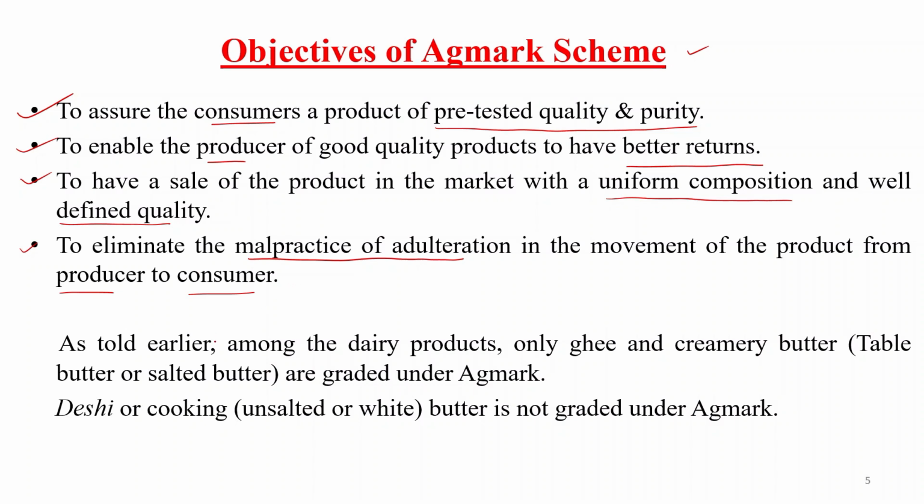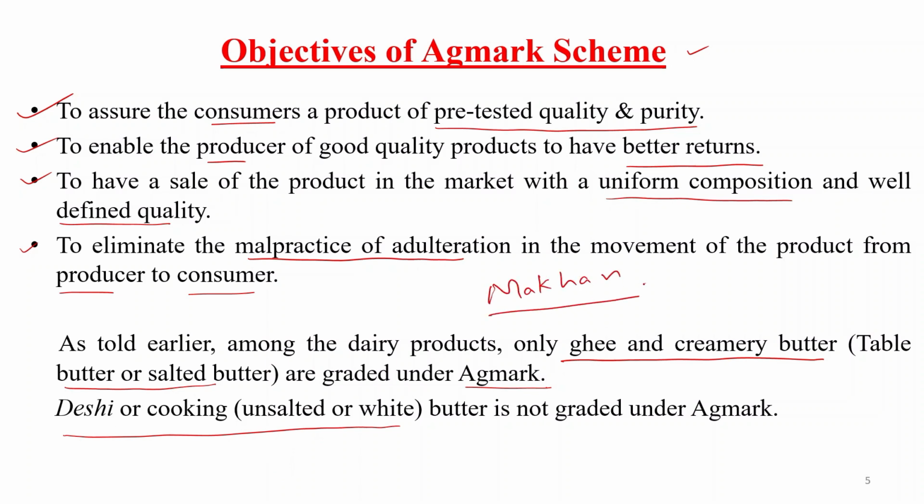So as told earlier, among dairy products only ghee and creamery butter, that is table butter or salted butter, are graded under AGMARK. Desi or cooking butter is not graded. So makhan is not graded by AGMARK. It is only ghee and creamery butter among dairy products that are graded by AGMARK. Now first we will see the AGMARK standards for butter.